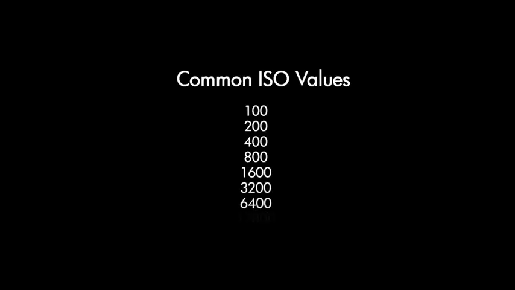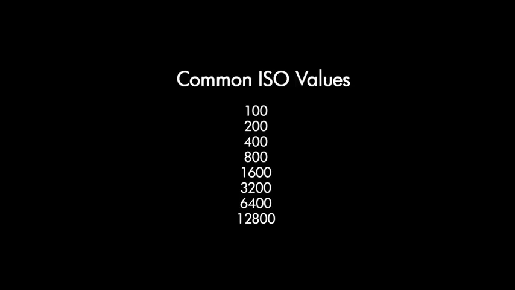Here is a list of common ISO values on a camera. Note that not all cameras will show all of these values. Again, entry-level cameras typically have less ISO choices than pro-level cameras, so don't worry if you don't have all of these values. Also, ISO can have 1/3 or 1/2 stop increments as well. So you may see values in between these common values.